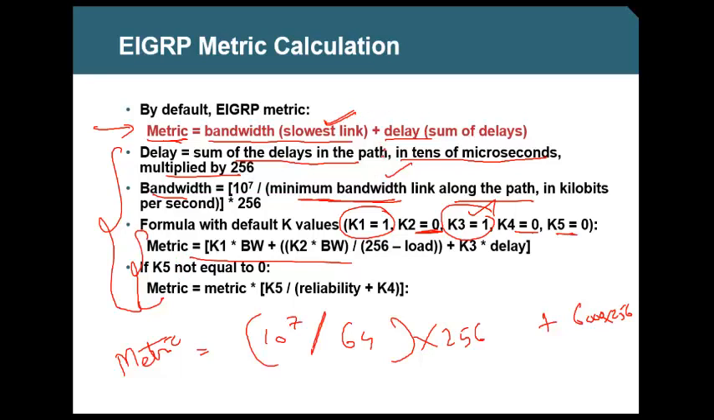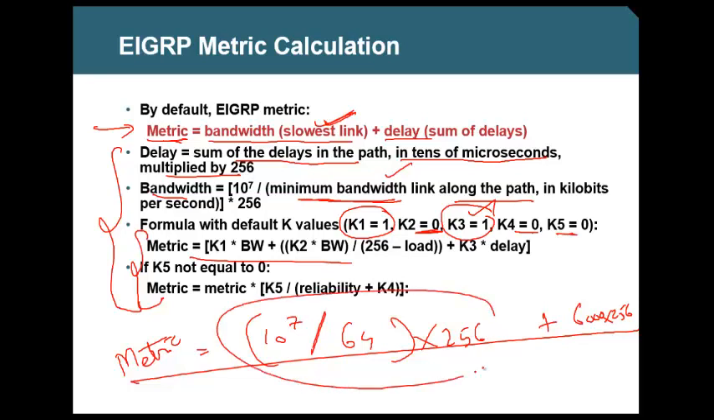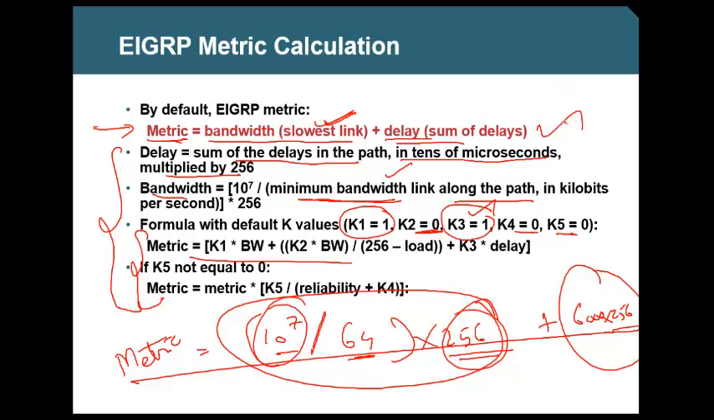We need not say all these numbers. We can simply say metric is equal to slowest link bandwidth, which is this one, plus sum of delay, which is this one. See, multiply by 256, this is 10 to the power 7 divided by the slowest link bandwidth into 256. So this 256, 10 to the power of 7, not that important. We need to say at least this one. That's more than enough. Slowest link bandwidth plus sum of delay is the metric of EIGRP.